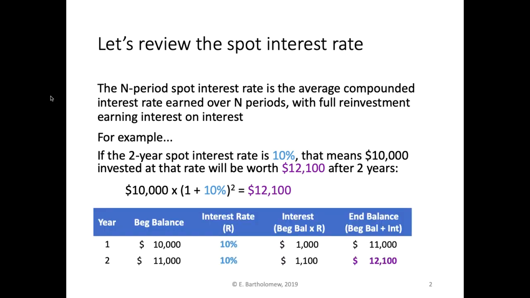To see it in a little more detail, you can look here at this table. You can see that we've invested 10,000, we've earned 10%, that gives us 1,000. That's now our new balance. We're now earning 10% on that. And since that is a higher balance, we're earning 1,100 in the second period. And that's how we get to our 12,100. This is reflecting the compounding of interest.